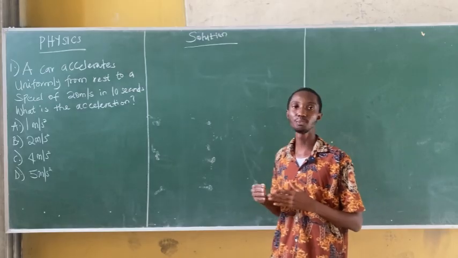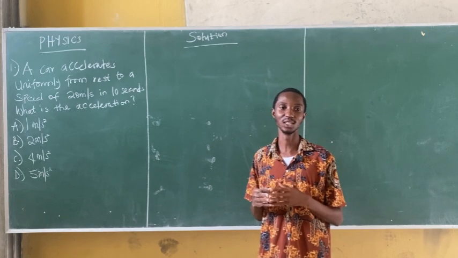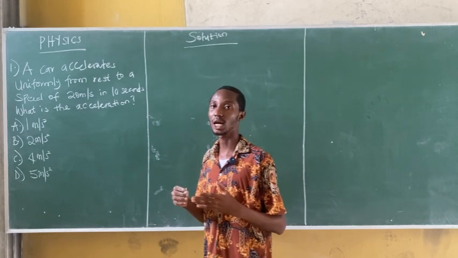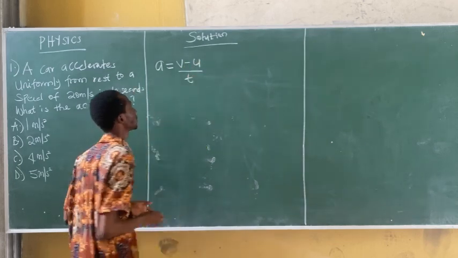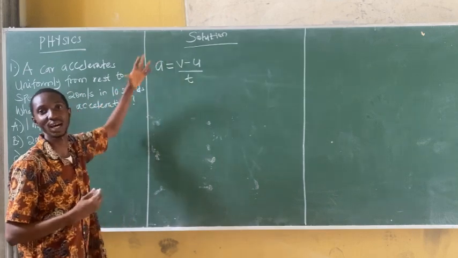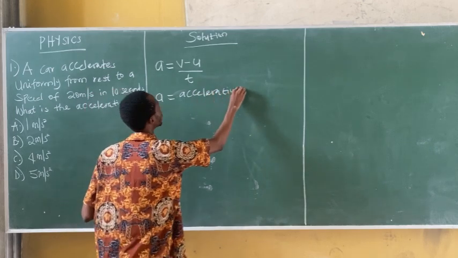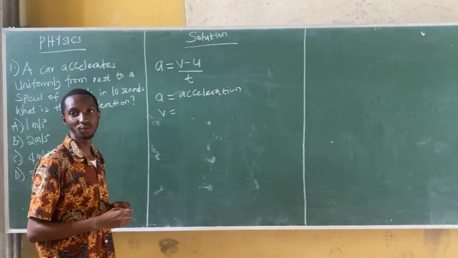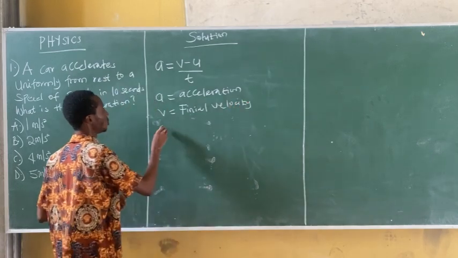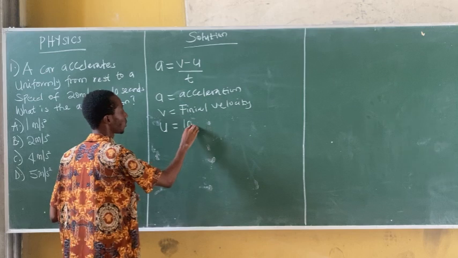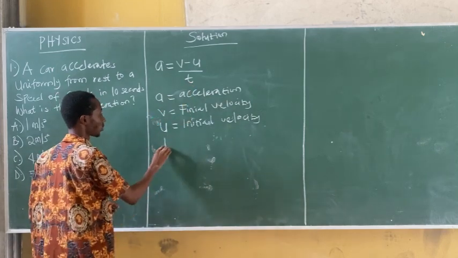Recall that acceleration simply means the rate of change of velocity, and it is expressed mathematically as A is equal to V minus U over T, where A stands for acceleration, V is the final velocity, U is known as the initial velocity, and T stands for time.